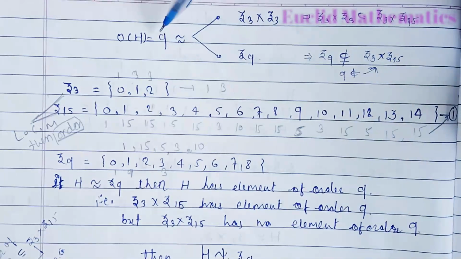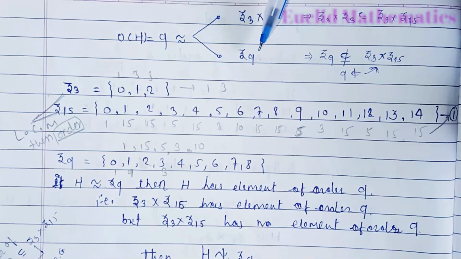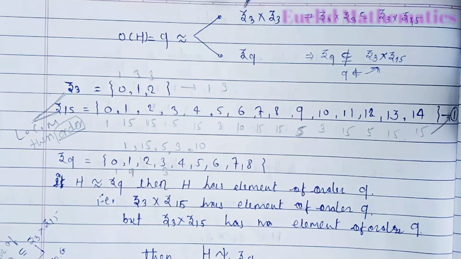Here the order of H is 9, which is isomorphic to 2 different groups. A group of order 9 is isomorphic to Z3 cross Z3 or only Z9. This one is cyclic, this one is non-cyclic. So we have to find out which one of the groups H is exactly isomorphic to, or whether both Z9 and Z3 cross Z3 are isomorphic to H.